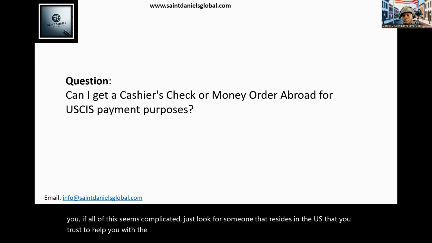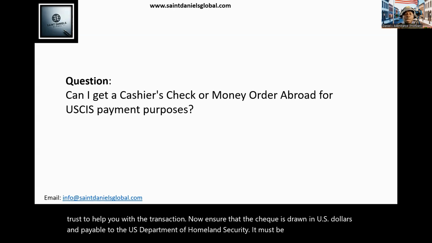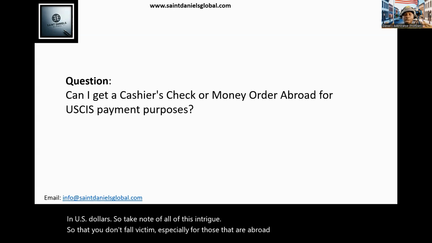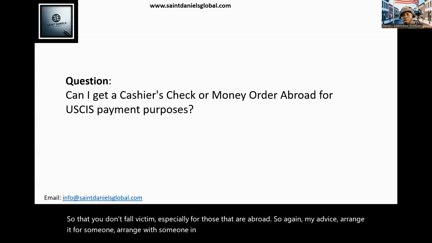Now, ensure that the check is drawn in US dollars and payable to the US Department of Homeland Security. It must be drawn in US dollars. So take note of all of these intricacies so that you don't fall victim, especially for those that are abroad. So again, my advice, arrange with someone in the US to obtain a cashier's check or money order on your behalf.